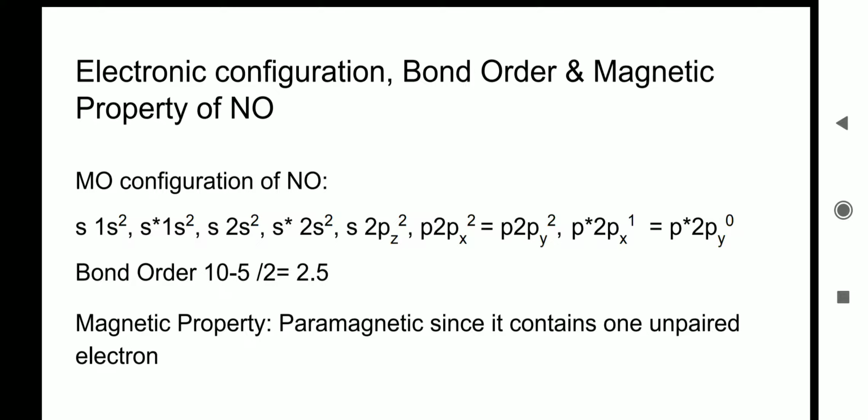Now let us talk about the magnetic property of this molecule. Since this molecule has one unpaired electron, it means that it will be paramagnetic in nature.